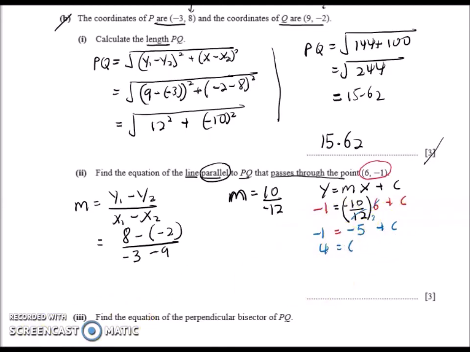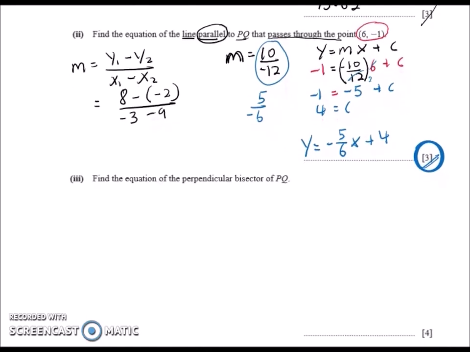So here we can simplify it as y equals negative 5 over 6 x. If we simplify this, we'll be getting 5 over negative 6, which should have been done earlier. Plus 4. So you'll be getting the 3 marks for this question. Okay, so I hope you understand this.